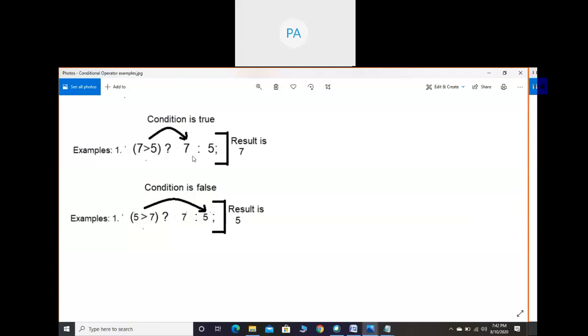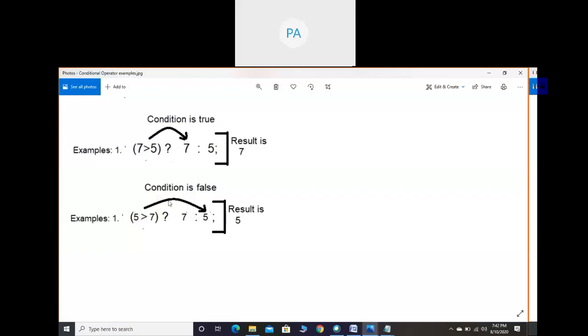Now coming to the second example. Writing the condition is in our hands; depending on the requirement, we are going to write it. Here I have just changed from 7 greater than 5 to 5 greater than 7, in order to make that condition false, that's all. You can consider this as a demonstration for this conditional operator.